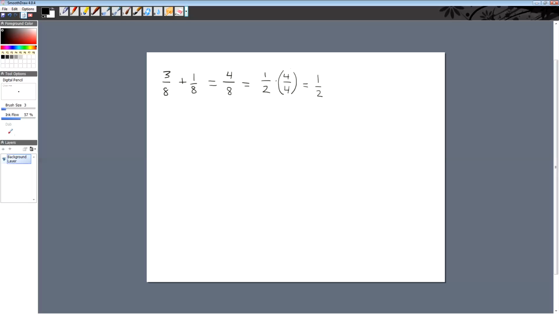Same thing with number 20. If we look at number 20, 7 over 9 plus 1 over 9 is 8 over 9. So those are pretty easy to do when you have fractions that have the same denominator. You can add and subtract them quite easily. But when you start having some challenges are when your denominators are different.